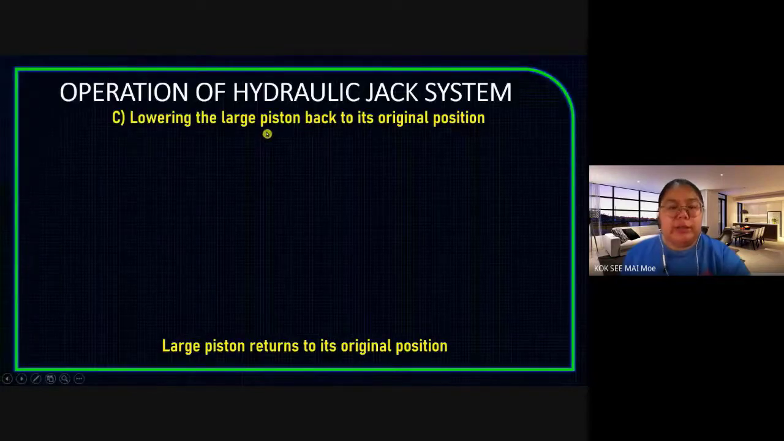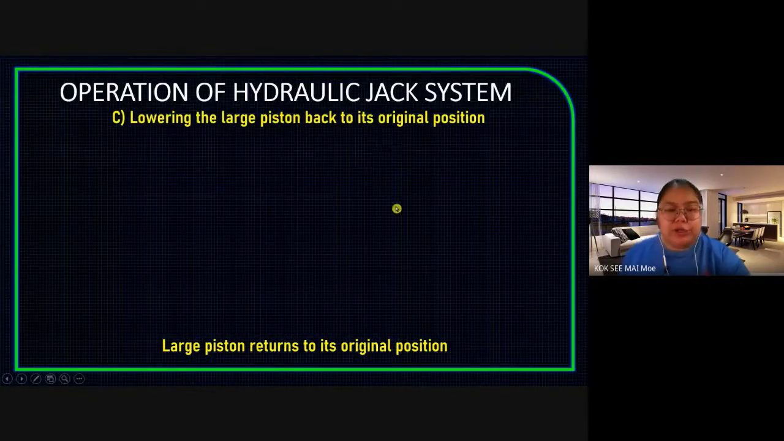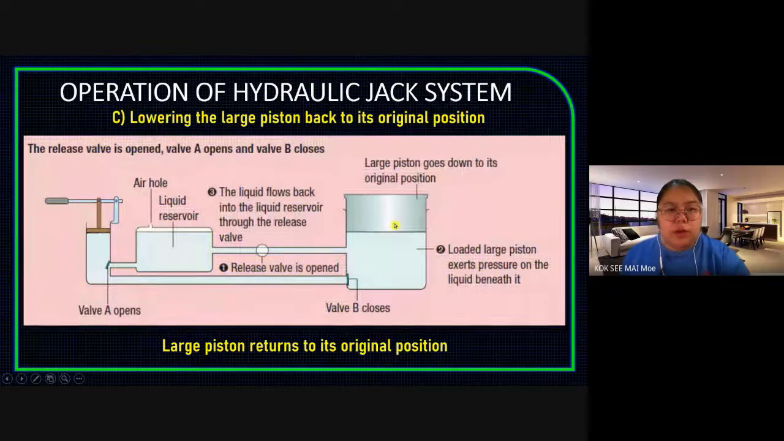Okay, lower the large piston back to the original. If you lower, first step, you must open the release valve. Okay, release valve must open. Then you can see the valve A is open. This one, B, must already be closed. You don't let the liquid flow backward. You want to let all the liquid go to the release valve.